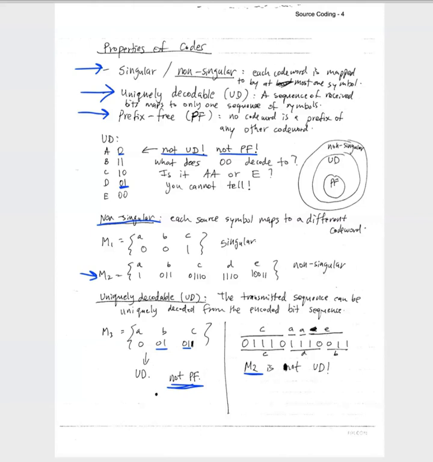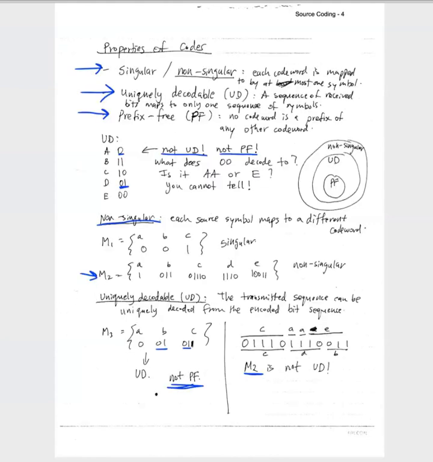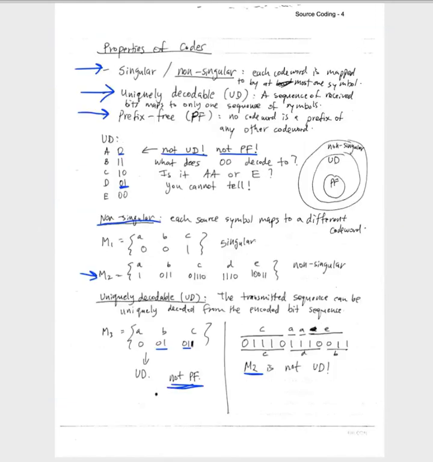Okay, so I think we understand properties of codes. The takeaway message is we need uniquely decodable codes. We want prefix-free codes, okay? Because prefix-free is going to allow us to decode efficiently. Prefix-free means no code word is a prefix of another code word. So M3 that I showed here is not prefix-free. C1 here, this code is prefix-free, okay?